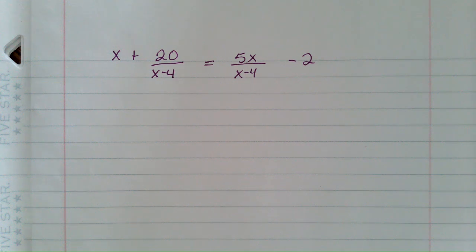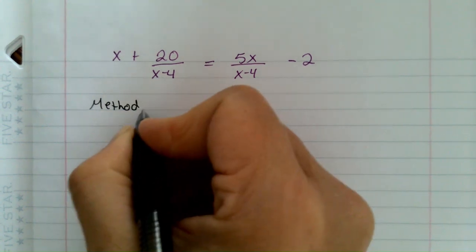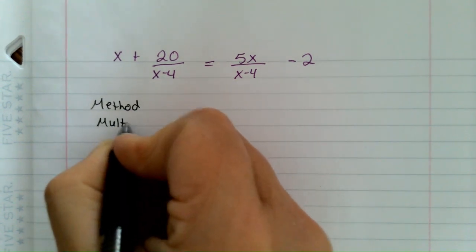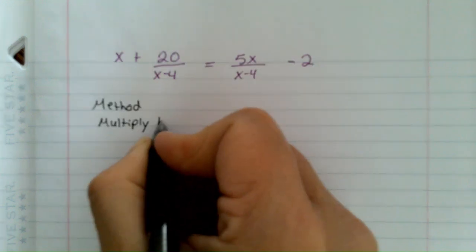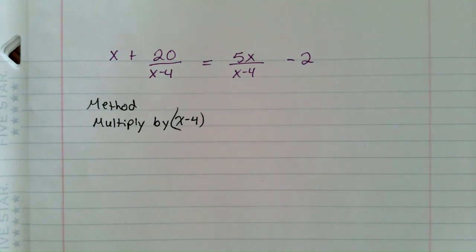x plus 20 over x minus 4 equals 5x over x minus 4 minus 2. When I look at this, I see 2 ways that I could quickly do this problem, and I happen to like both of them, so I'm going to show you both ways. Method 1 is going to be multiplying everything by x minus 4. And the reason why x minus 4 is because that's the LCD.